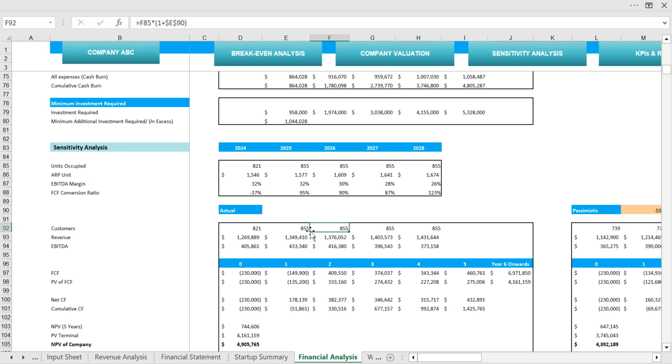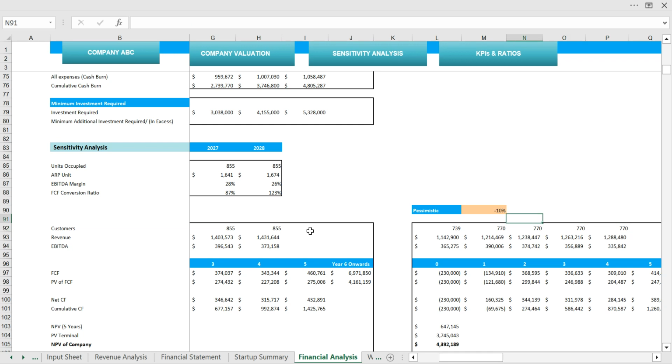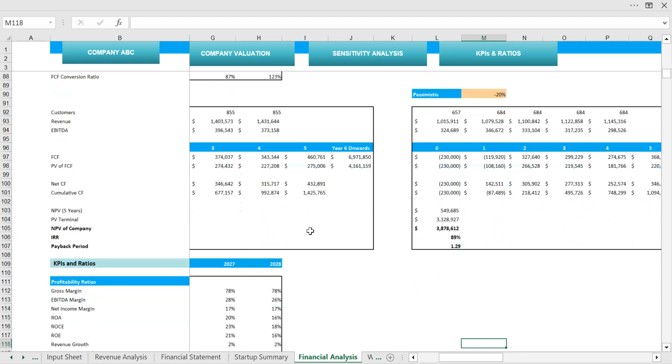Here we have the actual number of units, and if those number of units are decreasing by 10%, let's suppose here, then we can see the change in the revenue. If I'm changing this to 20%, you can see that the number of units have decreased and so has the revenue. Then we have the KPIs and the ratios.